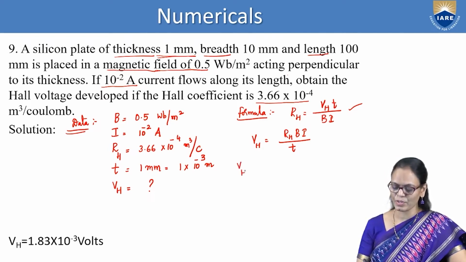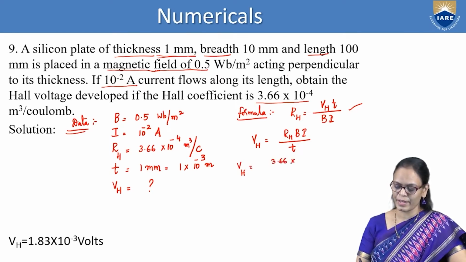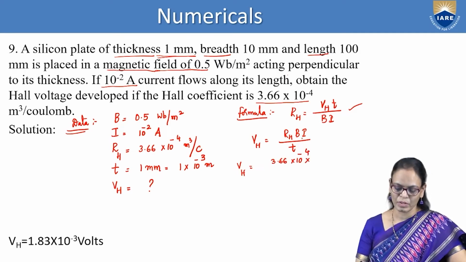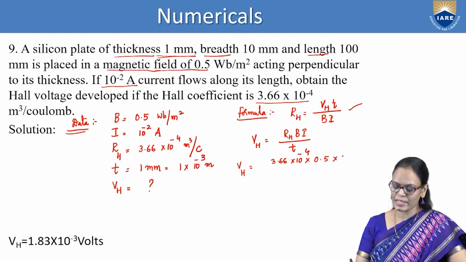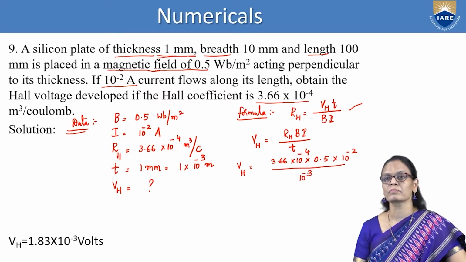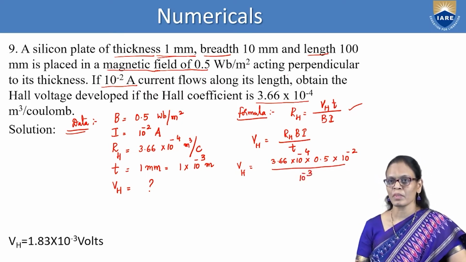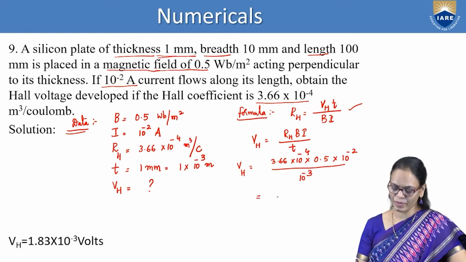So let us substitute. RH is 3.66 into 10 power minus 4. B is 0.5. I is 10 power minus 2. And thickness is 10 power minus 3. So if you simplify, what we get is 1.83 into 10 power minus 3 volts.